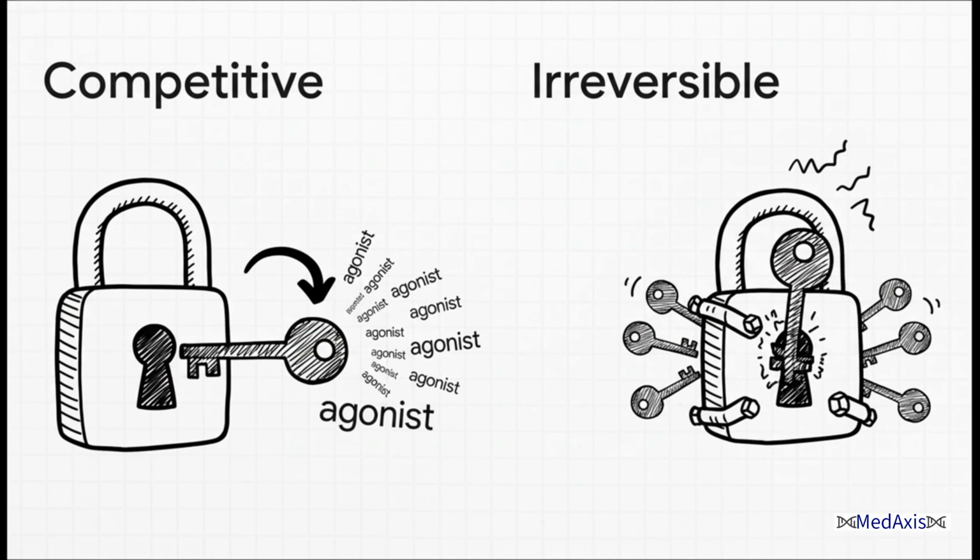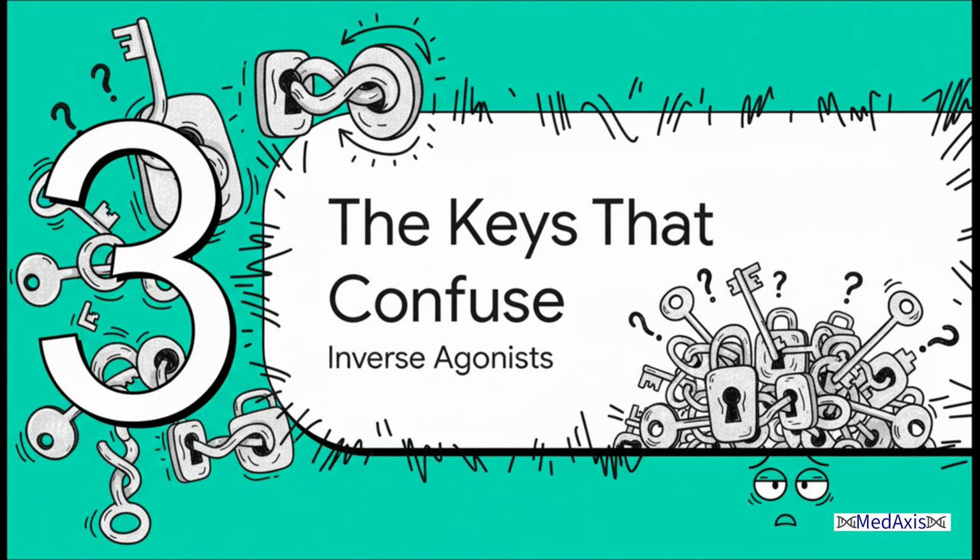And just like agonists, antagonists have their own variations. A competitive antagonist is kind of like it's in a tug of war. It binds, but it can be kicked out if enough of the right keys, the agonists, show up. But an irreversible antagonist, man, that's like breaking the key off inside the lock. It binds so strongly, sometimes permanently, that it doesn't matter how many of the correct keys you have, they can't get it out.